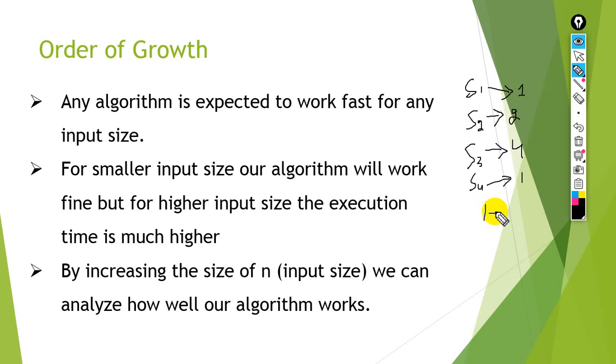We add 1 plus 2 plus 4 plus 1, so the time complexity T(n) of this algorithm will be equal to 1 plus 2 is 3, plus 4 is 7, plus 1 is 8. So the time complexity is equal to 8.